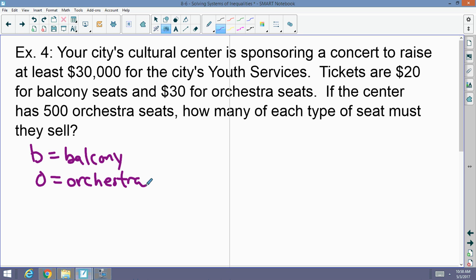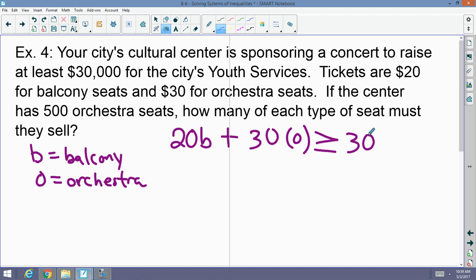They say that it's $20 for balcony seats, so 20 bucks for every balcony, plus 30 bucks for every orchestra, O, must be greater than or equal to $30,000. Why? Because it said at least $30,000, correct? And then here it says if the center has 500 orchestra seats, how many of each type of seat must they both sell?